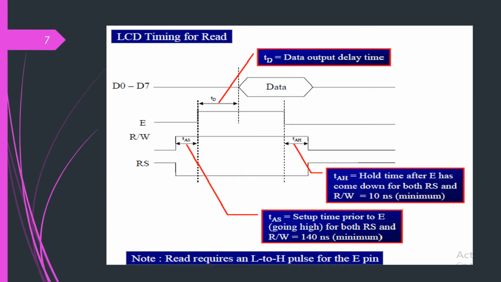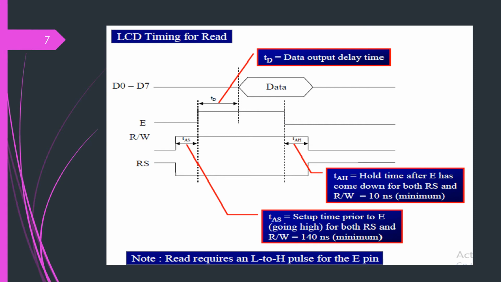It is conventionally 10 nanoseconds. You have to remember that. And TAS, that is setup time period to E going high for both RS and RW, is a minimum of 140 nanoseconds. So read requires a low-to-high pulse for the enable pin. You can see here, as far as the enable line is concerned, that it goes low to high, and then data will be taken.